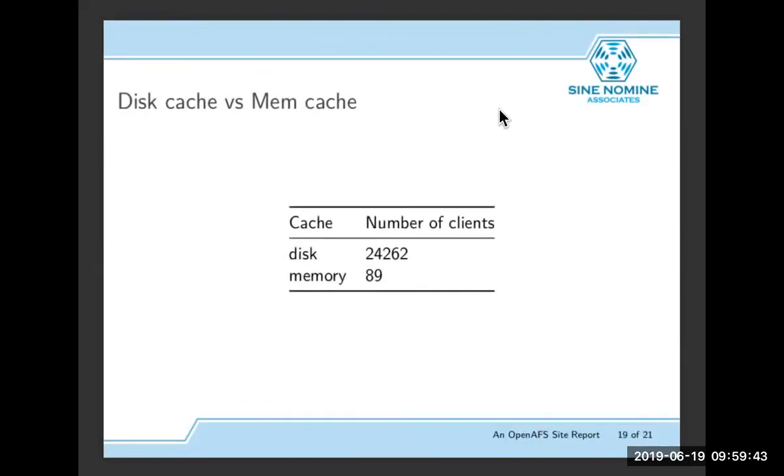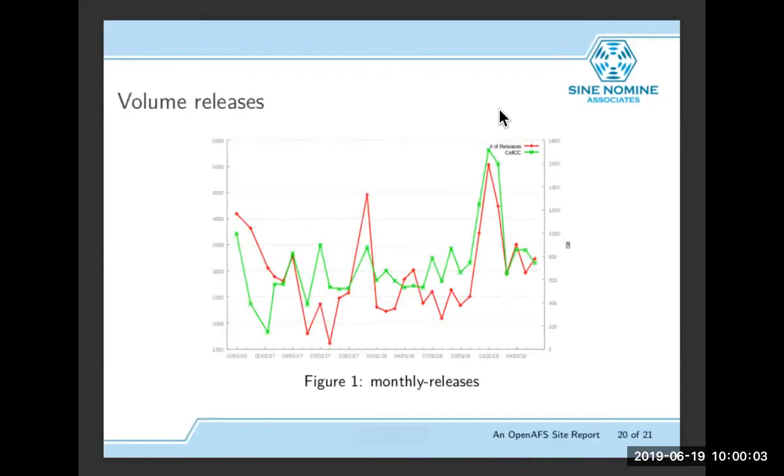Oh, and some information Ralph provides. Almost all of our machines are running on the disk cache. There are about 90 machines running on memcache, where I think they're trying to eke out some more performance. They're probably development machines or something like that. And I believe this is my last slide, actually.